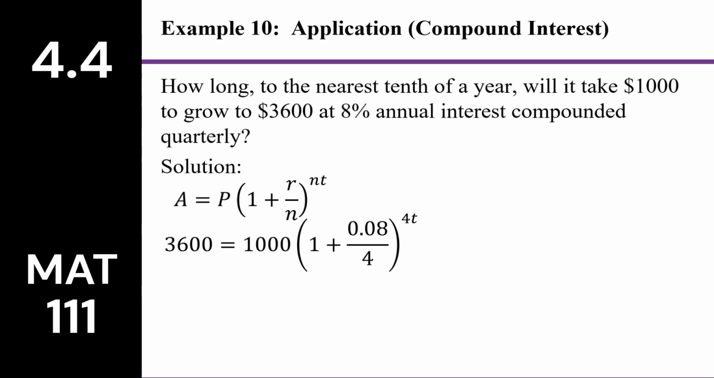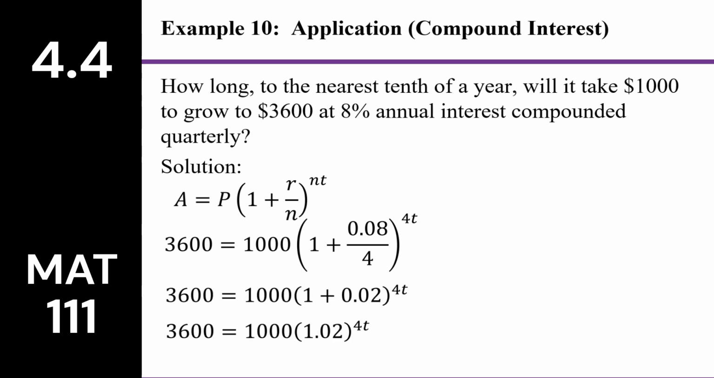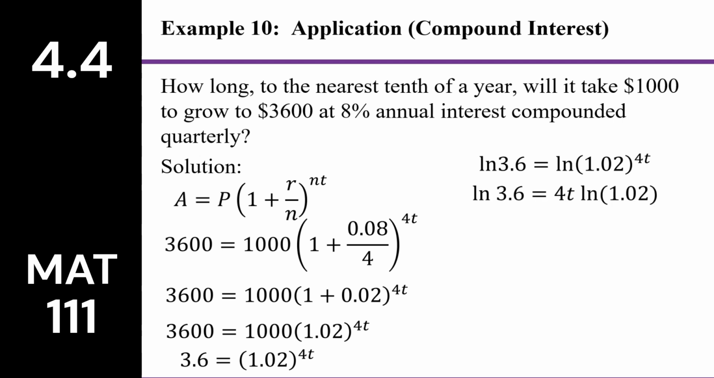Notice that our variable is in the exponent. That makes this an exponential equation. And to solve that, we want to get the base to the power isolated. So that means that first we can clean up what's inside the parentheses. But now we want to get rid of that 1,000 by dividing both sides by 1,000. We then take the log of both sides. And this allows us to use the power rule to slide the 4t down in front. At this point, we can solve for t.